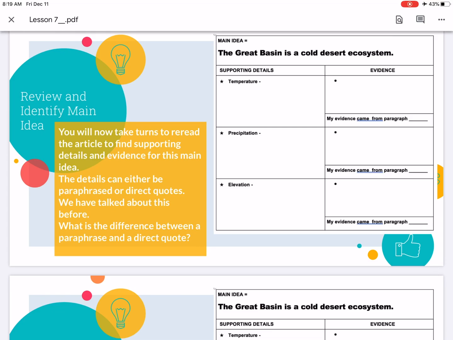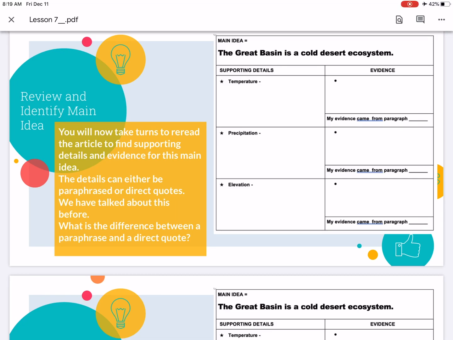Now, these supporting details and the evidence can be paraphrased or a direct quote. Now, this is something that we talked about before. What is the difference between a paraphrase and a direct quote? This is going to be a question on your assignment today for lesson 7, so make sure that you are paying attention to the explanation I'm going to give in just a second.